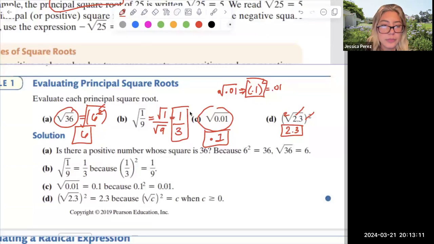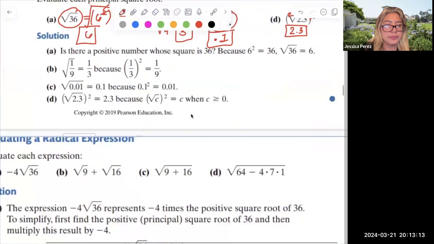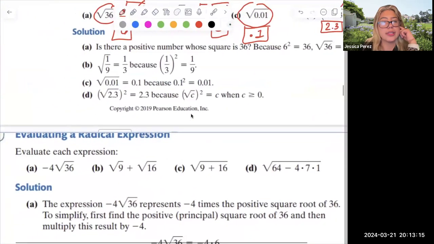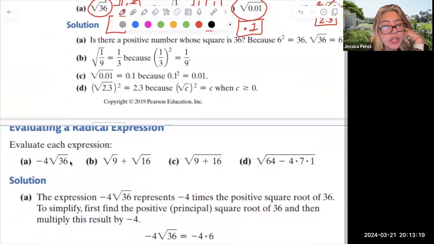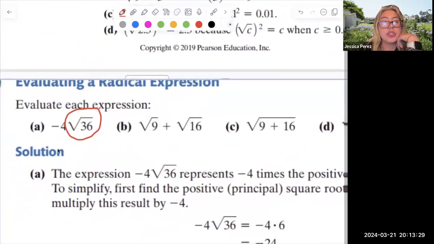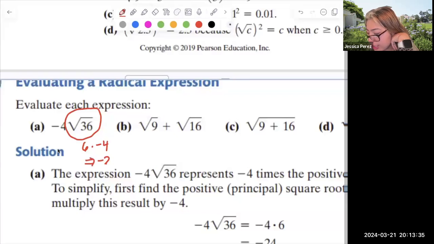Okay. So let's scroll down. Let's look at evaluating radical expressions. So we already know that the square root of 36 is 6. So we're going to evaluate it as if we were doing order of operations. So the square root of 36 is 6, but there's a times -4. So that's going to be -24.